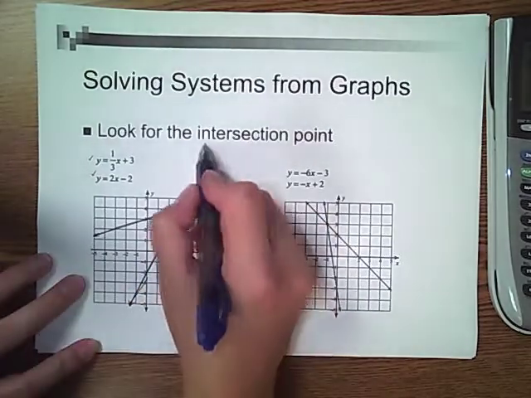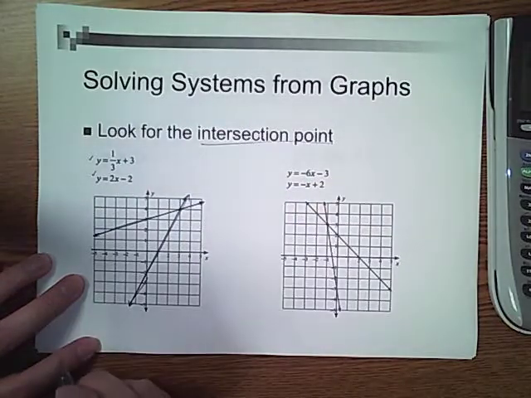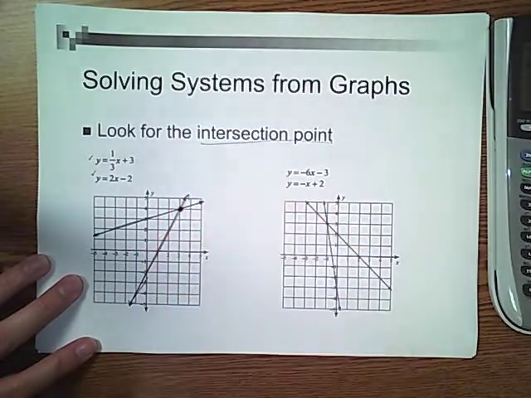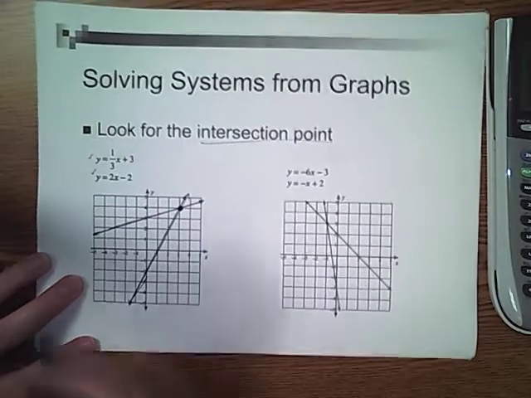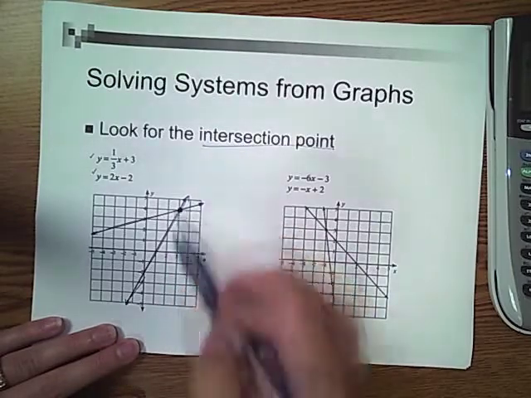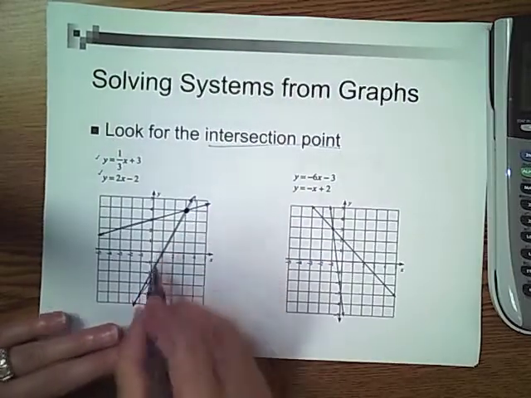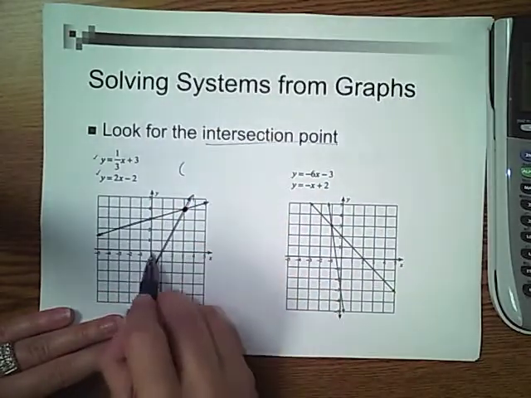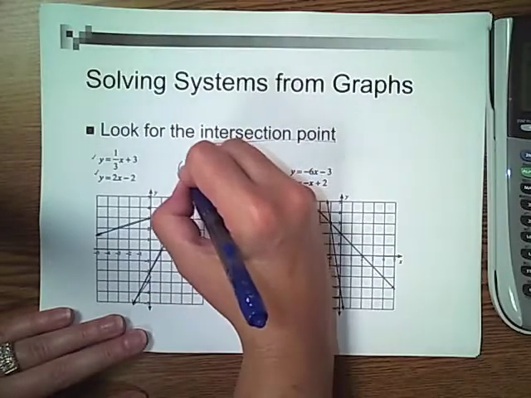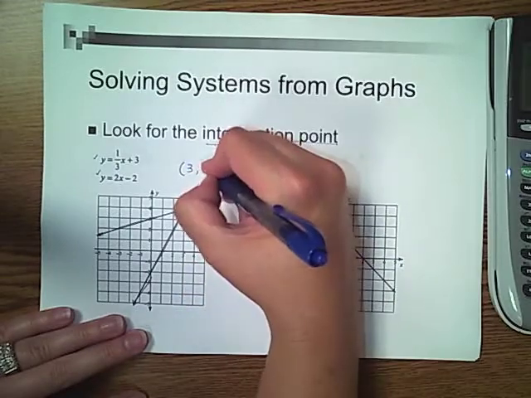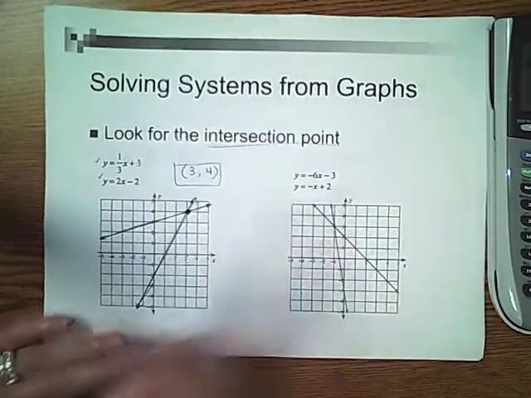Okay, the point that I'm looking for is the intersection point. We remember that our solutions are all going to be ordered pairs, x, y ordered pairs. Well, our solution is an x, y ordered pair that is true for both equations. And so what I'm looking for is the point on the graph where these two lines intersect, or the point that is true for both equations. Okay, so I'm going to write down my ordered pair. We always go x first and then y. So x is 1, 2, 3 to the right, so that's positive 3. And y is 1, 2, 3, 4 up, so my solution is (3, 4).